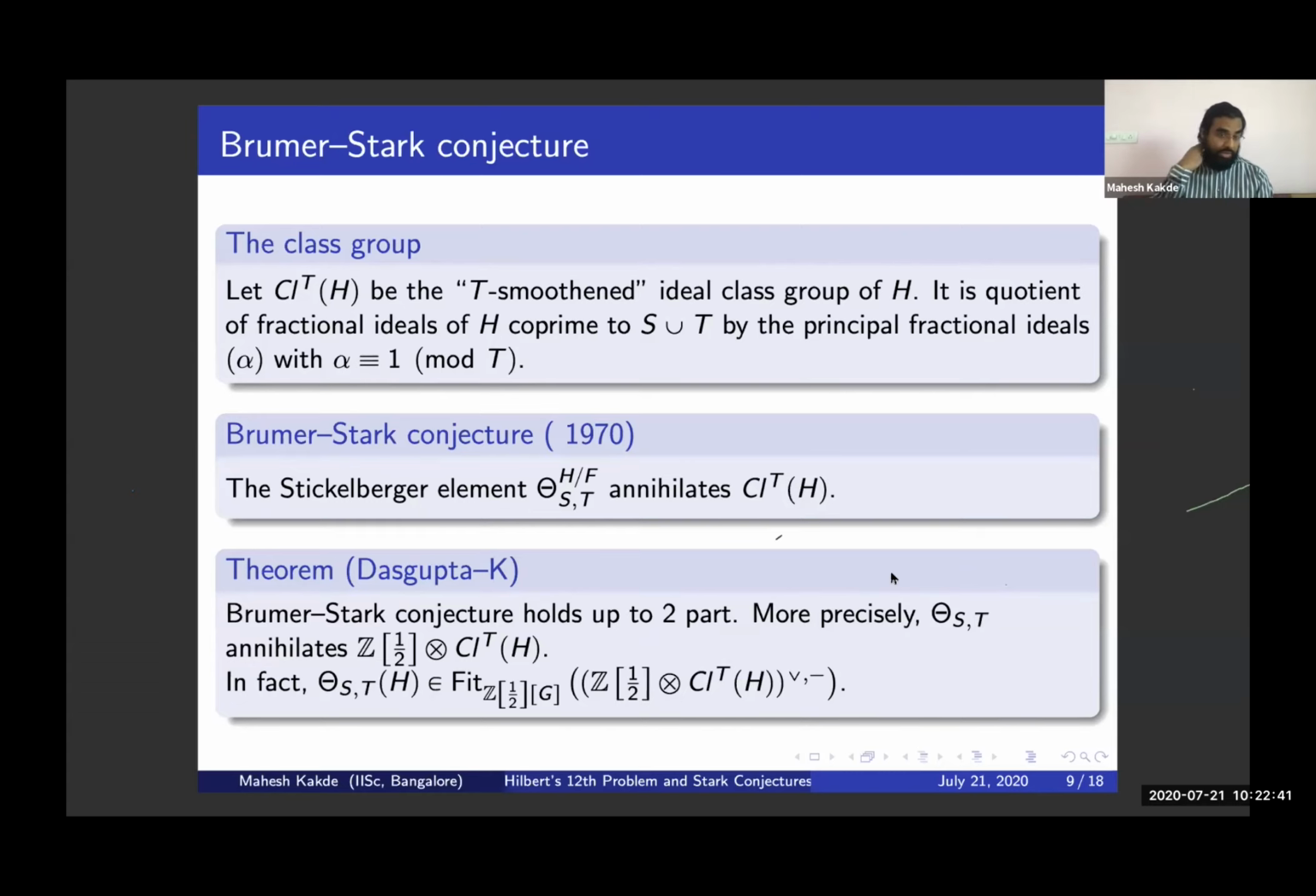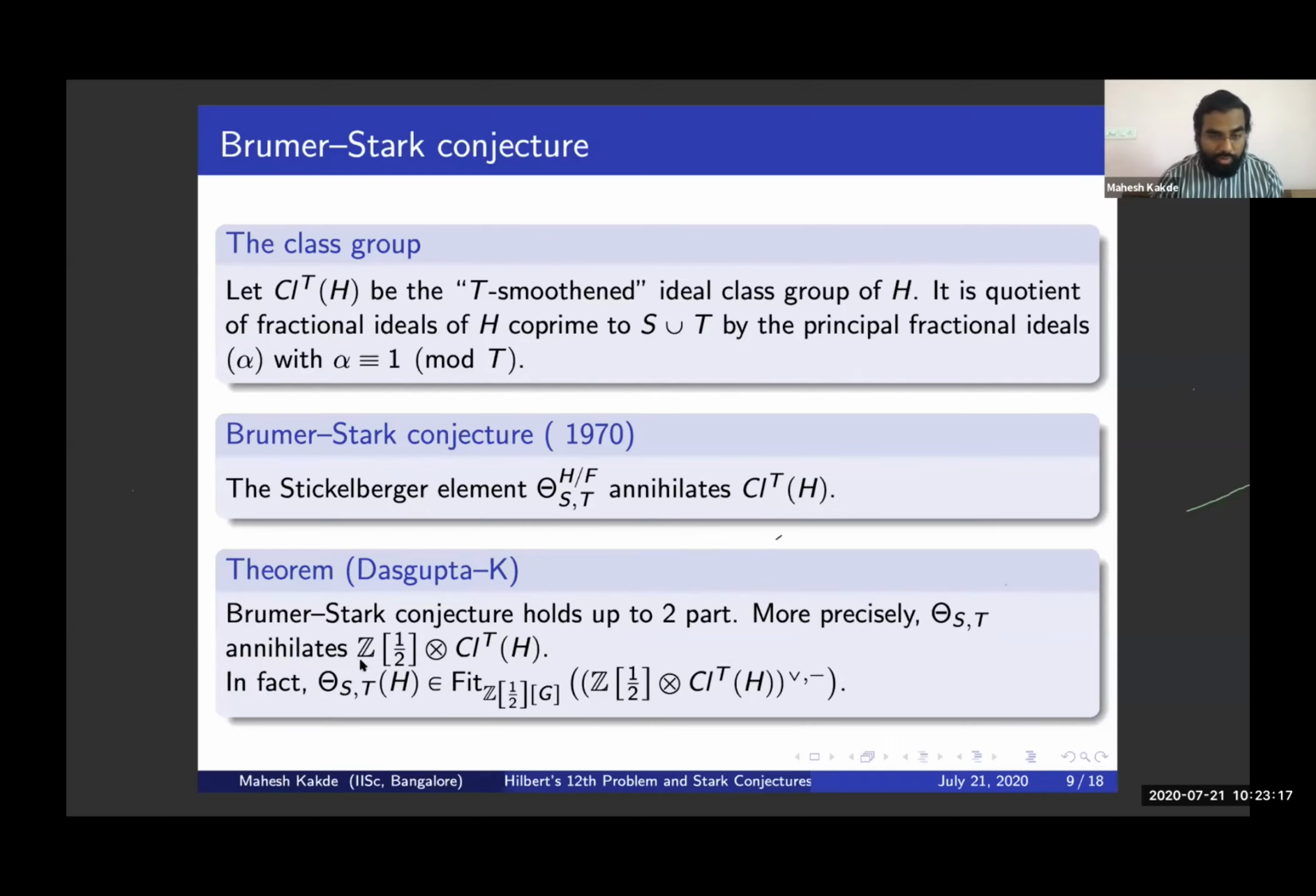So this is a conjecture over Z. We cannot prove it over Z. We can prove it once you invert 2. So up to the 2 part of the class group, theta annihilates the class group. In fact, we prove a stronger version. Here the Fitting ideal is contained in the annihilator ideal, so the Fitting ideal is a smaller ideal, which means that we prove something stronger about theta.